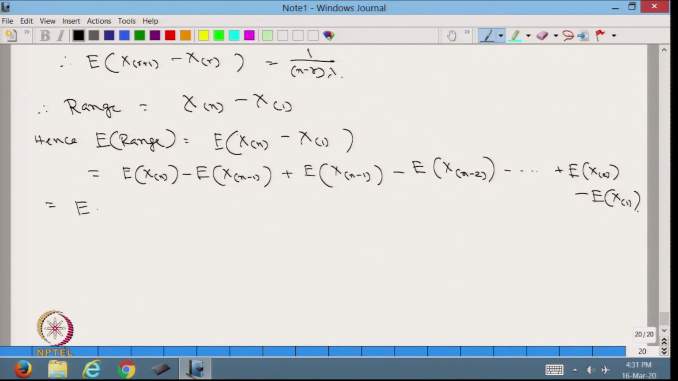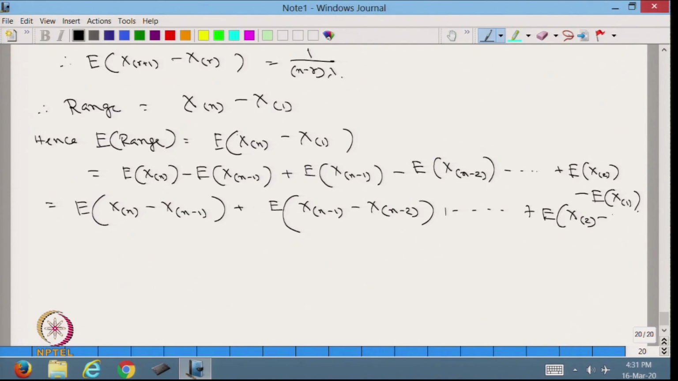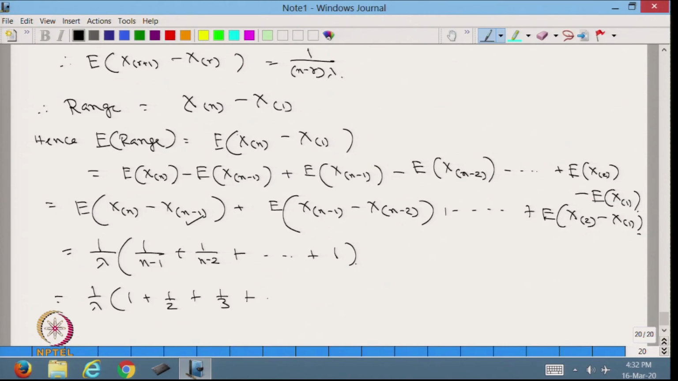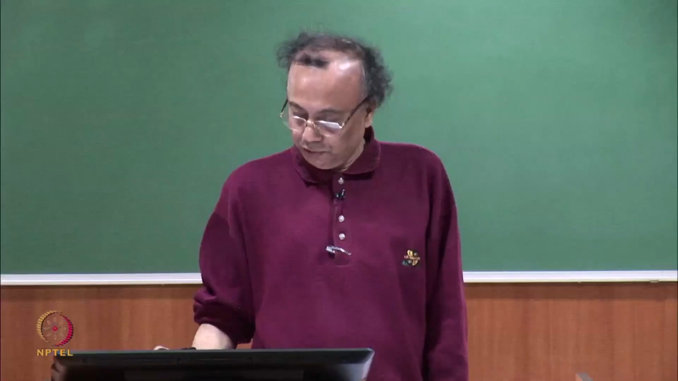That is equal to the expected value of X_n minus X_{n-1}, plus the expected value of X_{n-1} minus X_{n-2}, and like that up to the expectation of X_2 minus X_1. This is equal to 1 upon lambda times (1 upon n minus 1, by taking r equal to n minus 1, plus 1 upon n minus 2, plus up to 1), which is equal to 1 upon lambda times (1 plus 1/2 plus 1/3 up to 1 upon n minus 1). So, that is the result that we wanted to prove.